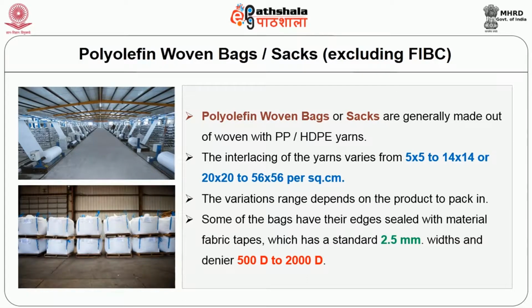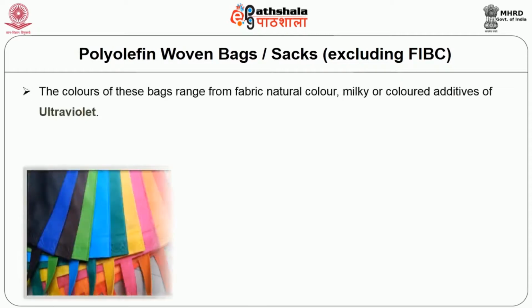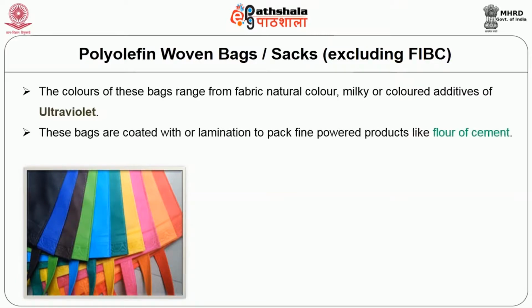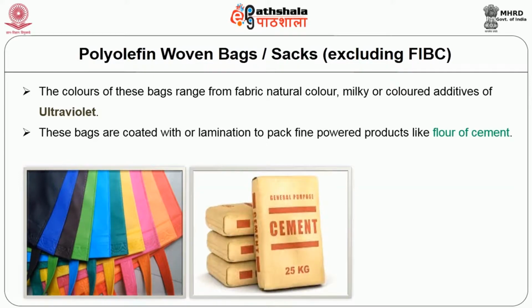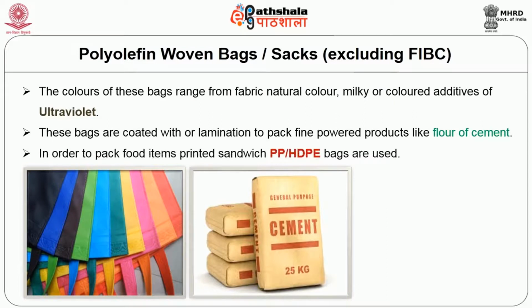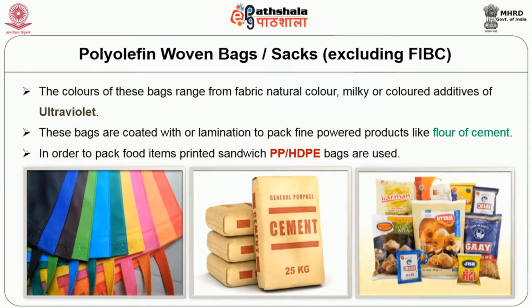Some of the bags have their seals with fabric tapes, which have a strand width of 2.5 mm and a denier of 500D to 2000D. The colors of these bags range from natural fabric colors, milky or colored with ultraviolet adhesives. These bags are coated with or laminated to pack fine powder products like flour and cement. In order to pack food items, printed sandwich PP HDPE bags are used.